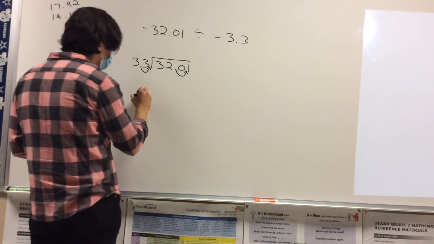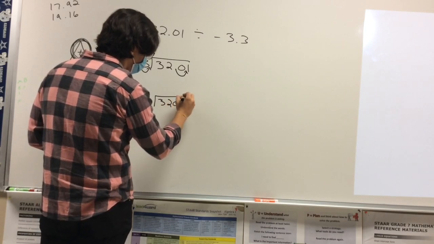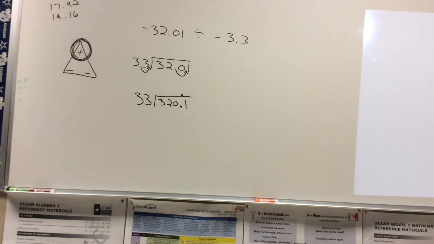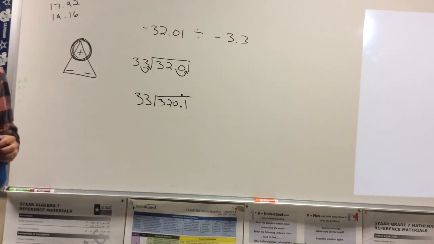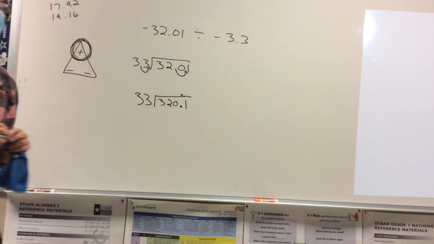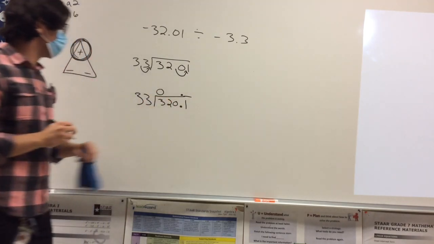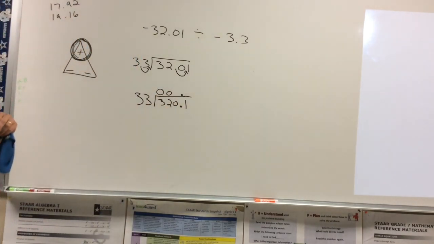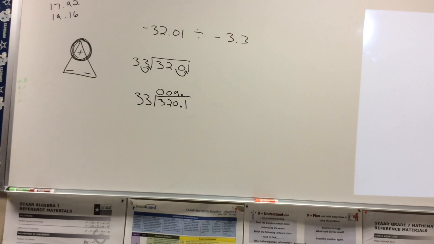So if I rewrite my problem now, it's 33 dividing into 320.1. We're all good there? Okay, now, I'm going to use you guys to help me with this problem. How many times does 33 go into 3? 0. How many times does 33 go into 32? 0. How many times does 33 go into 320? 9 times.